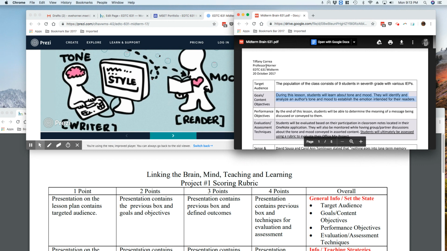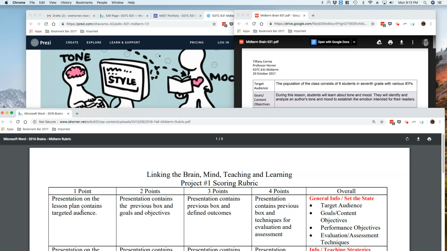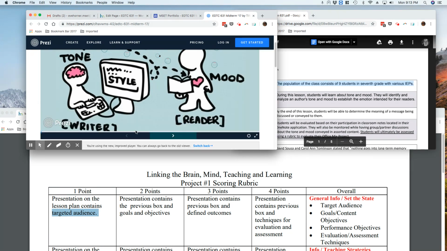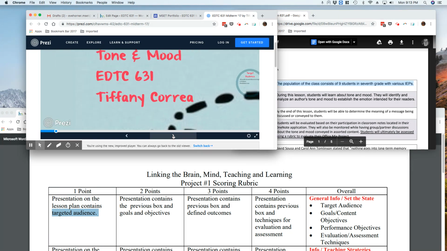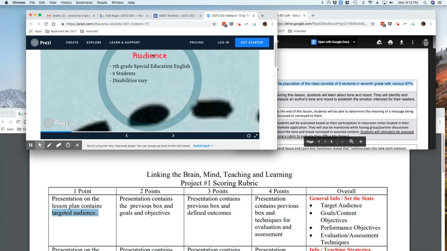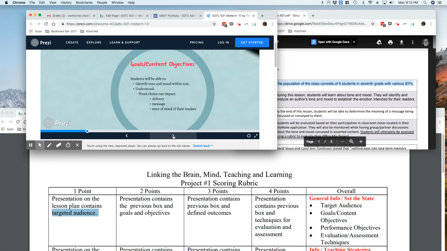Notice that for 1 point, this person would get 1 point if they mention the target audience. So here in their notes, they're talking about the target audience of this particular piece. And if we take a look at this, this is an introduction slide, and here is the target audience of this presentation. Next, the goals, content, objectives. So for the second point, this person is talking about the goals and content objectives.